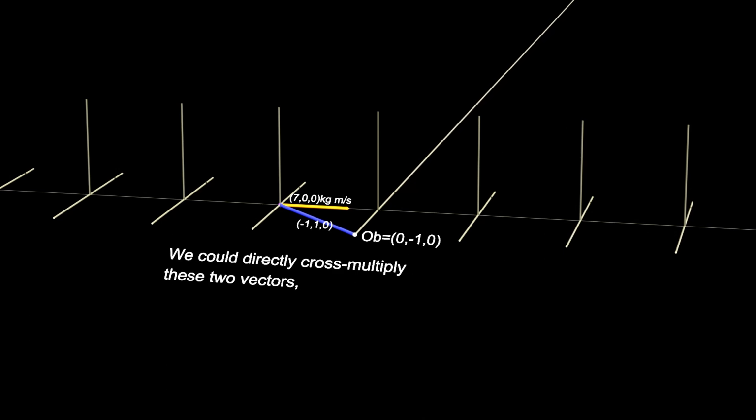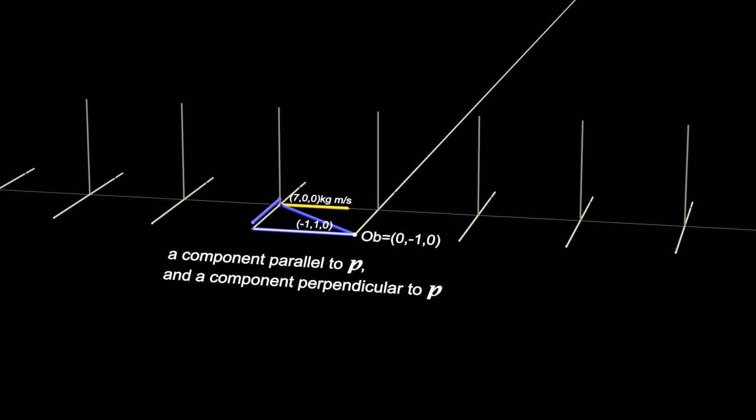We could directly cross-multiply these two vectors, but it is useful to separate R into two components, a component parallel to P and a component perpendicular to P.